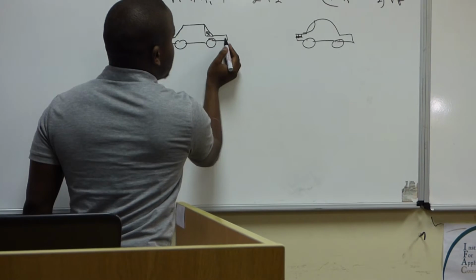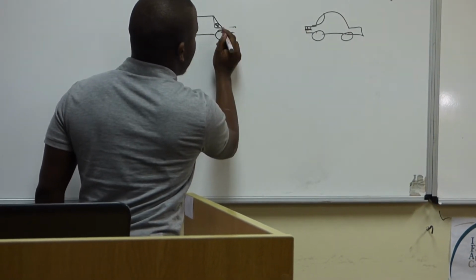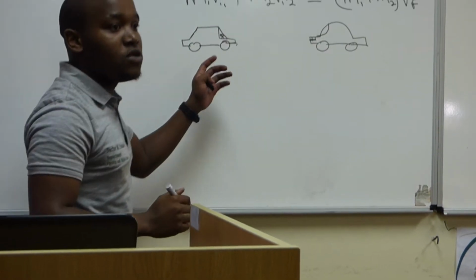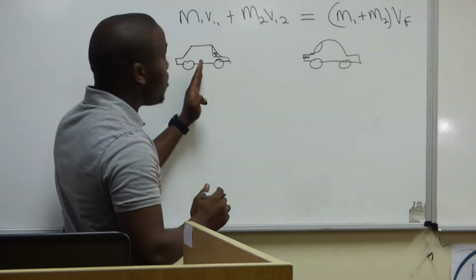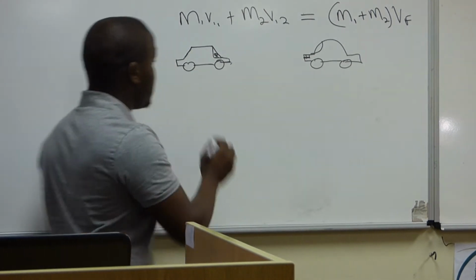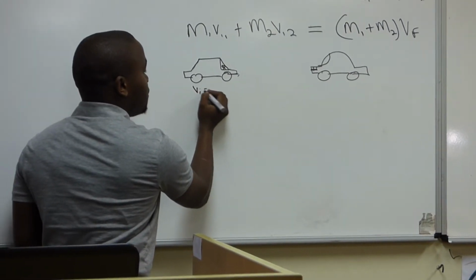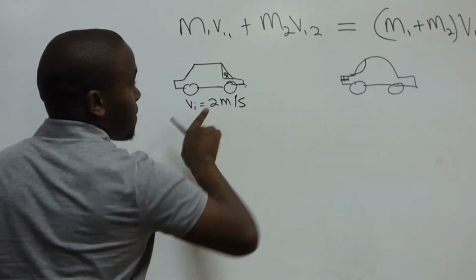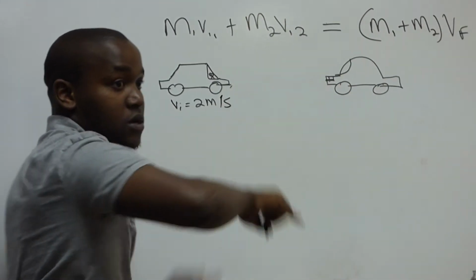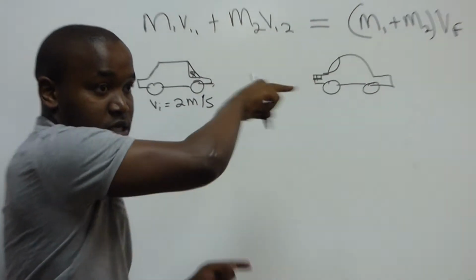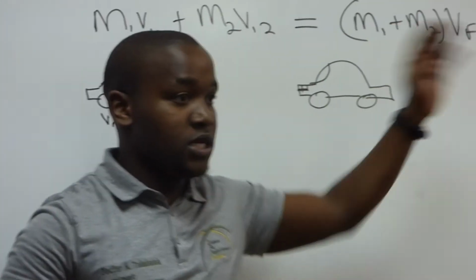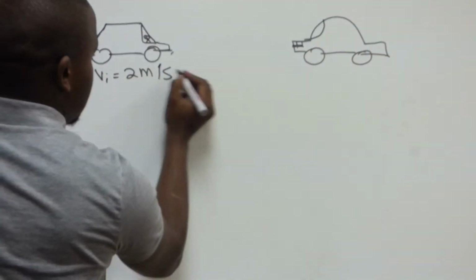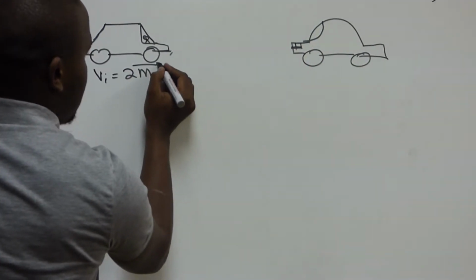Now, Chippy's car goes this way. The initial velocity of Chippy, let's say, is 2 meters per second towards this direction. This is my left. So it goes towards this direction, and I'll denote it by this form.